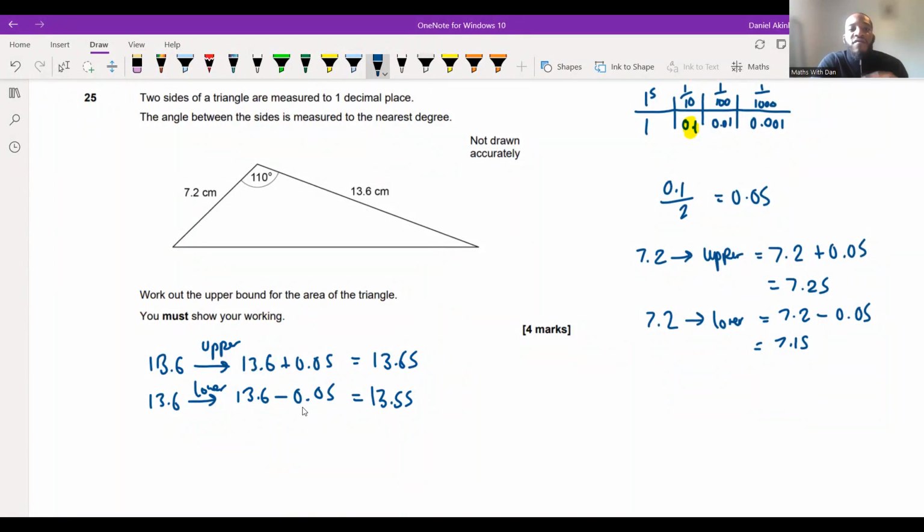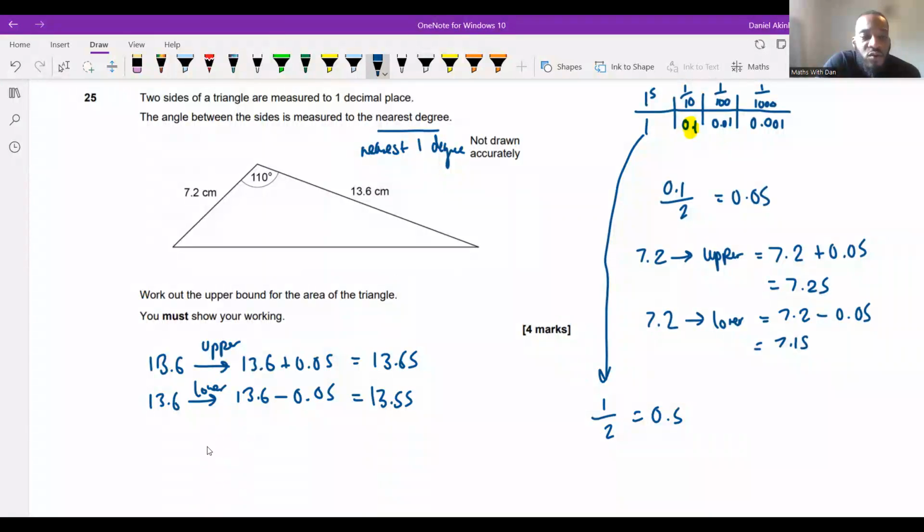Now we need the upper and lower bound for the angle. The angle between the sides is measured to the nearest degree. Nearest degree means nearest 1 degree. So we go to our place value, which is at 1. We look at this number here and divide it by 2, aren't we? 1 divided by 2 is 0.5. So we're just going to add 0.5 to 110 and subtract it.